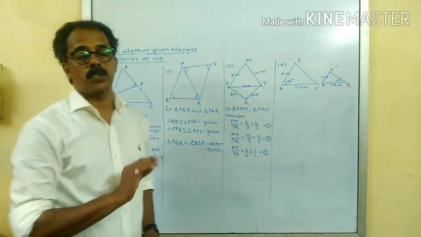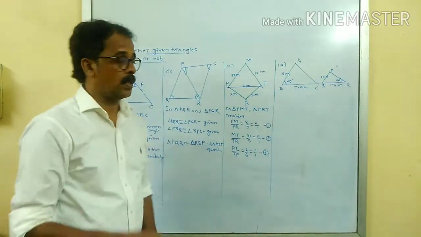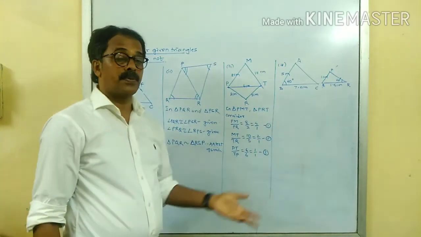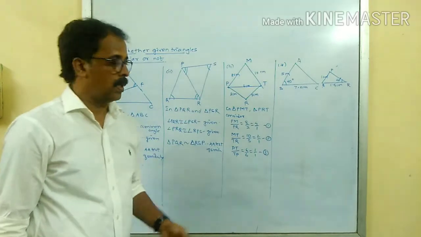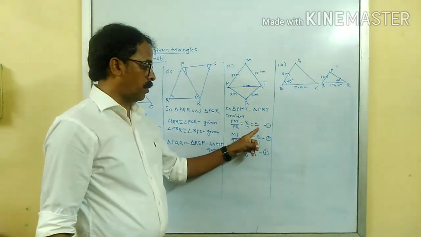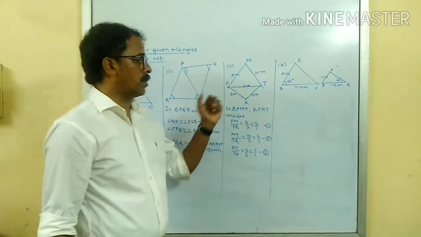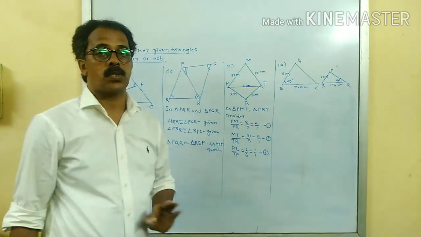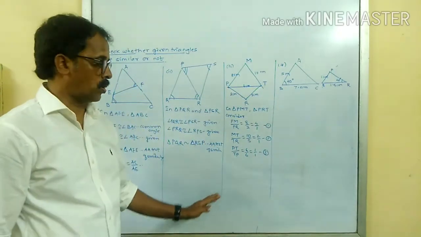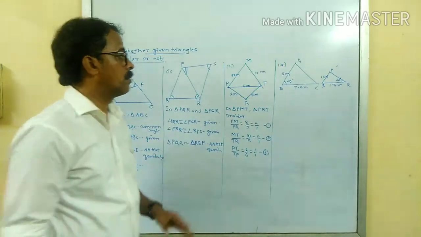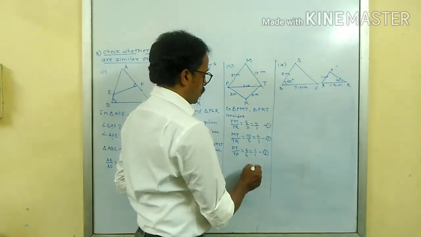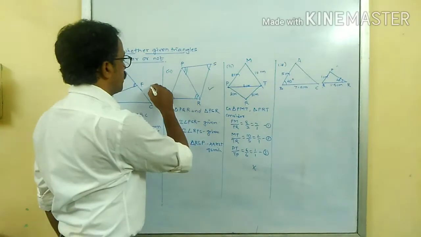None of the tests is possible for this particular case. So all three sides are different in proportion, right? Suppose it had become 4 upon 1, 4 upon 1, 4 upon 1. Yes, we could say that these two triangles are similar by the SSS test of similarity, otherwise it is not. So obviously the triangles are not similar. Now this is not possible, this is possible, this is possible.